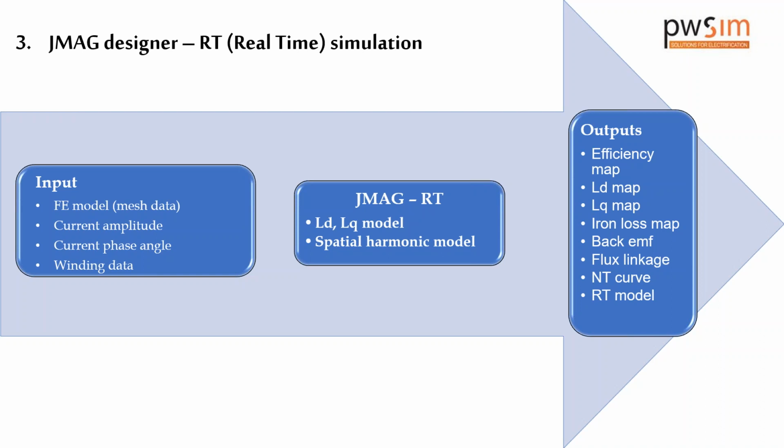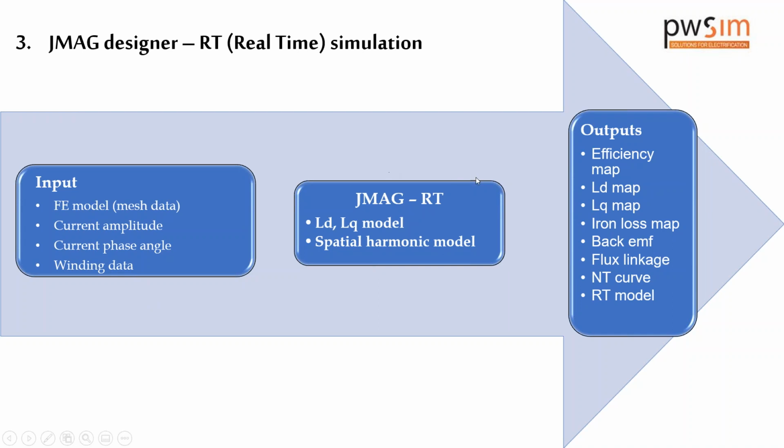So MATLAB will simulate, JMAG will simulate. So it's called co-simulation. The input to the RT model will be the finite element model or the mesh data that you have created in your mesh analysis, the current amplitude, the current phase angle, as well as the winding data of the model.